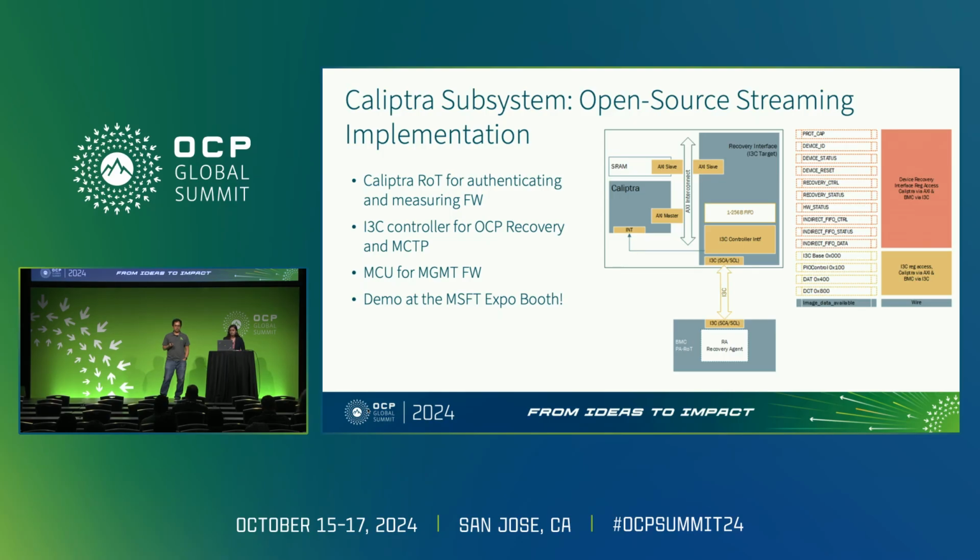And all of this is coming to life in the Caliptra subsystem as well. So we've heard about Caliptra subsystem in some of the earlier talks today. One of the specific pieces that's getting connected with streaming boot is an I3C implementation that implements the OCP recovery protocol and the MCTP over I3C protocol. And so the Caliptra root of trust handles the measurement and the authentication, and then the Caliptra manufacturer control unit, the MCU, handles the management firmware that can implement the PLDM and MCTP stacks. And there's a demo at the Microsoft Expo booth where you can see all of this running live, where the I3C recovery interface is being used to boot the Caliptra root of trust.